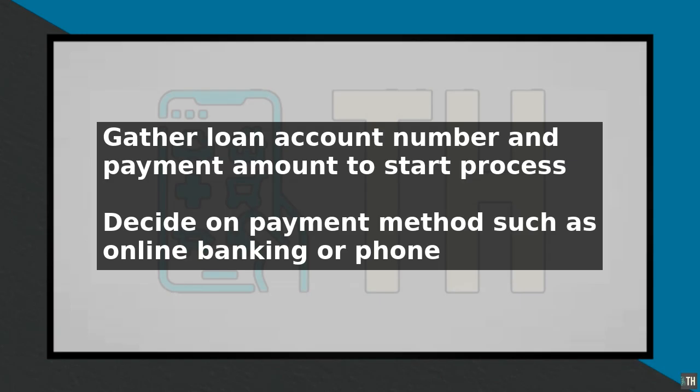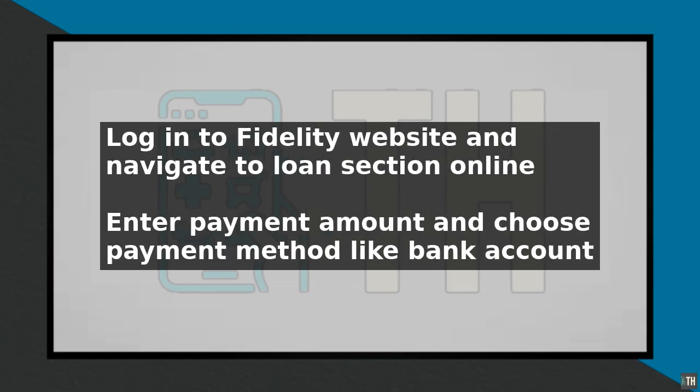If you choose to pay online, go to the Fidelity website and log into your account. Navigate to the loan section and select the loan you want to make a payment on. Enter the payment amount and choose the payment method, such as a bank account or debit card. Review the payment details and confirm the transaction.